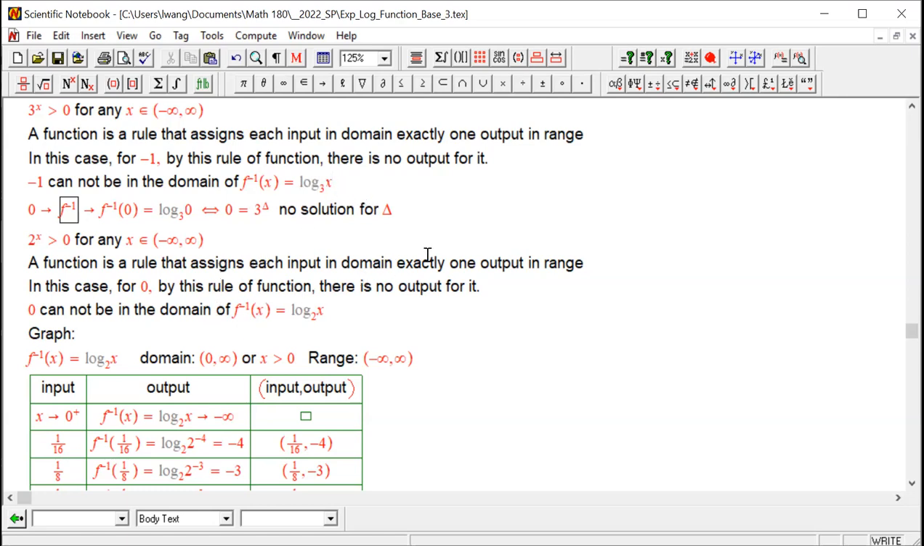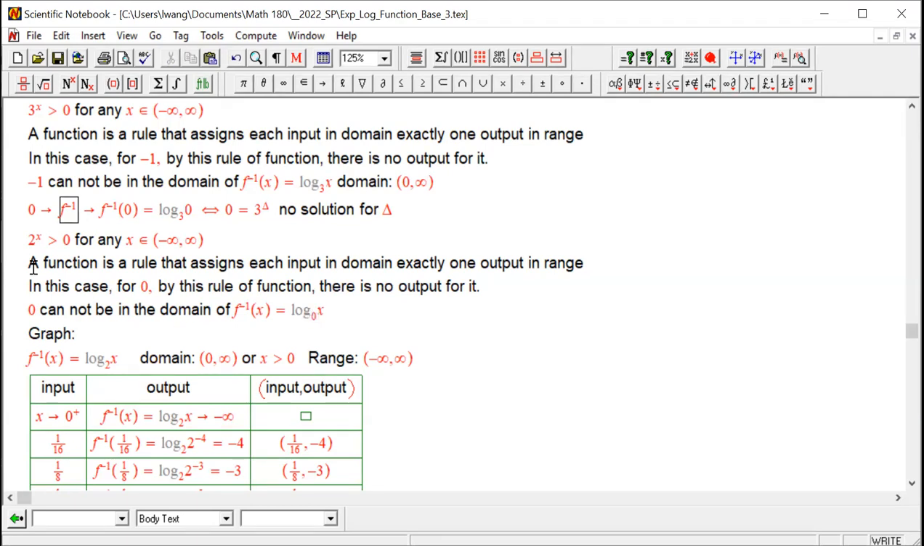To summarize, the domain here is all positive numbers. So here we cover the two perspectives. One is the function perspective. The other one is from the classical definitions perspective. Anyway, it cannot be zero either.